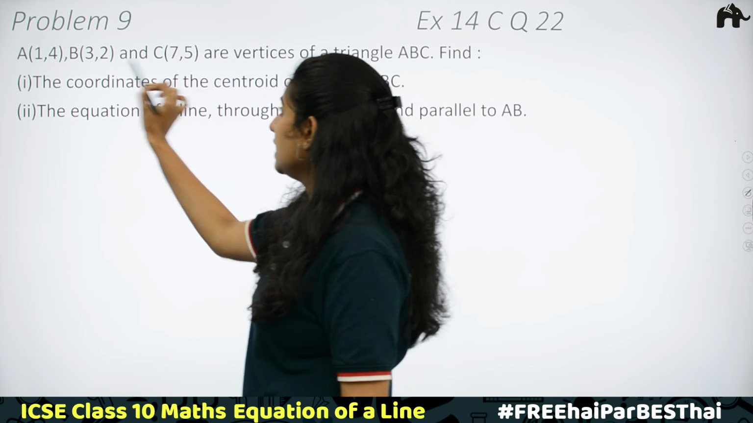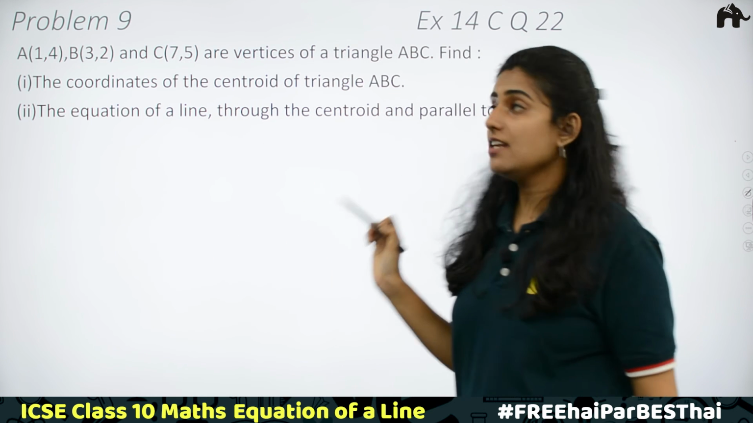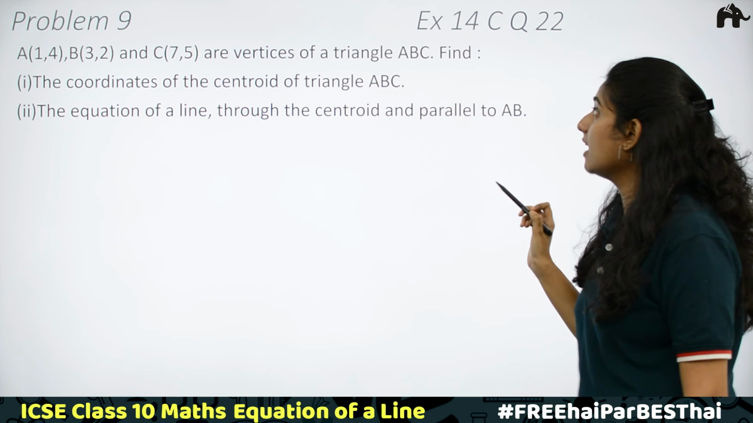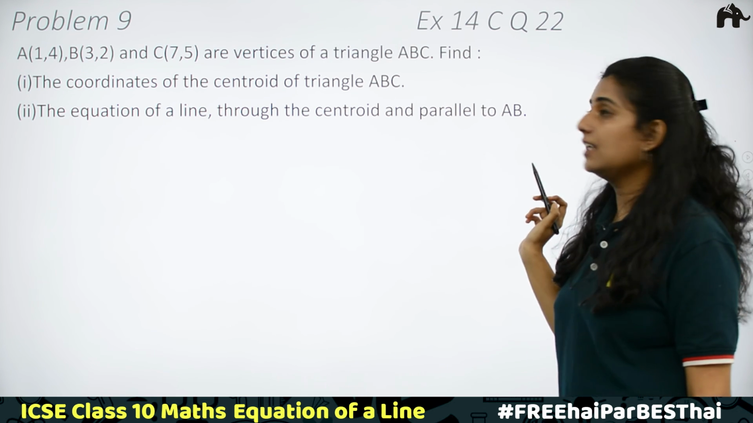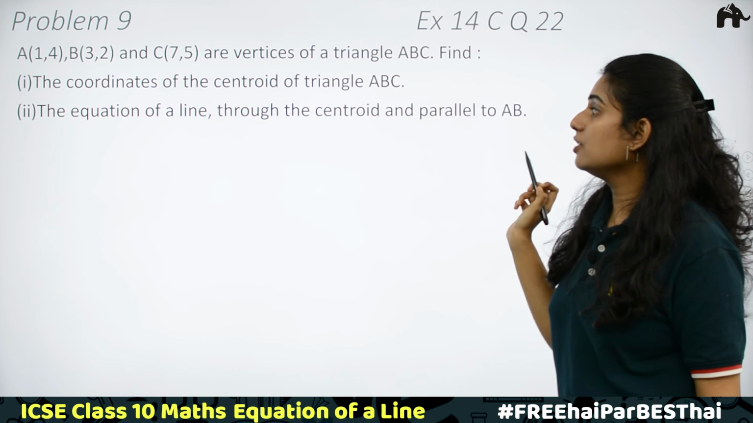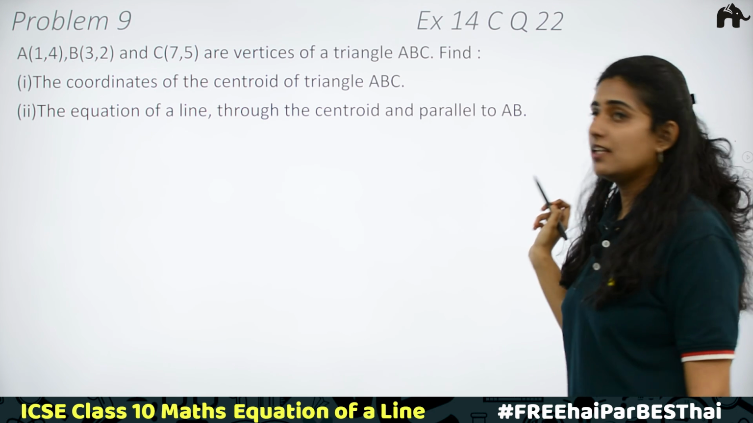A(1,4), B(3,2) and C(7,5) are vertices of a triangle ABC. Find, first question, the coordinates of the centroid of triangle ABC. And the second, the equation of a line through the centroid and parallel to AB.